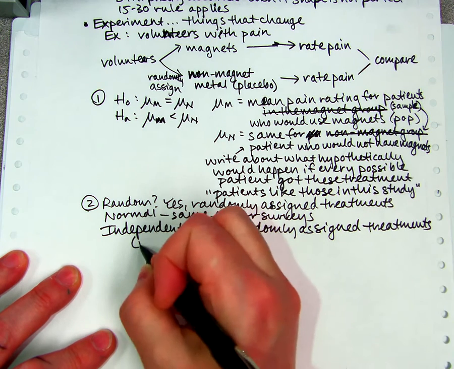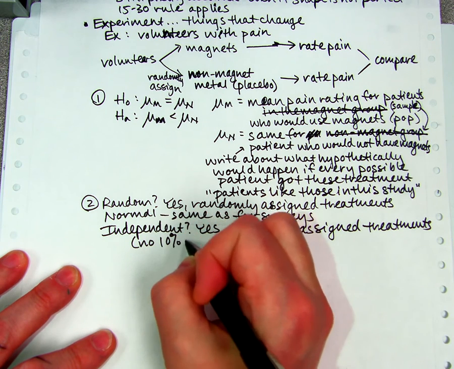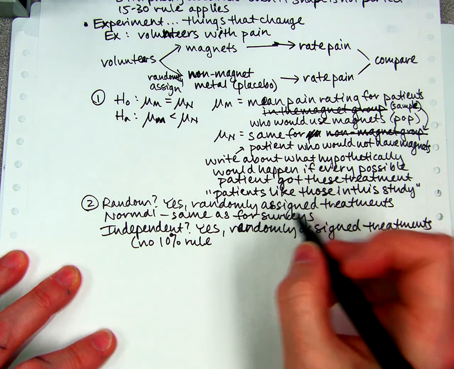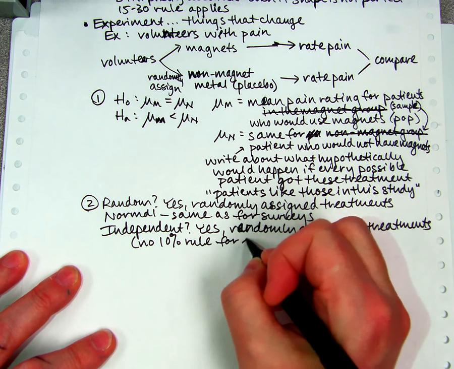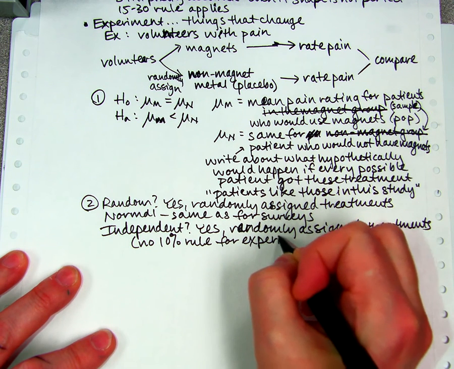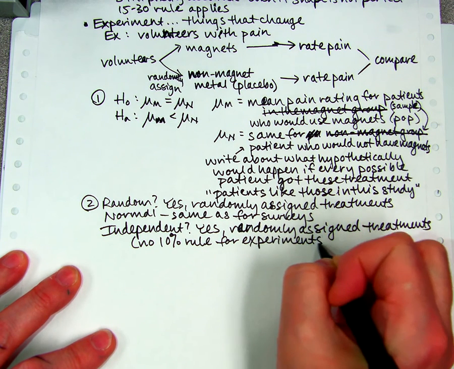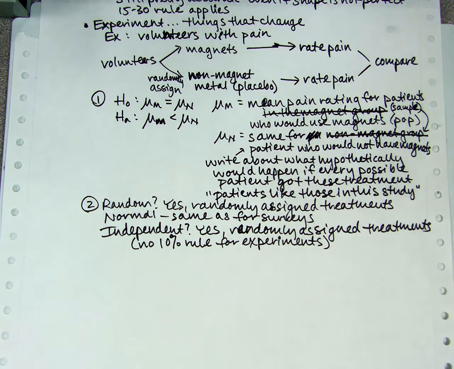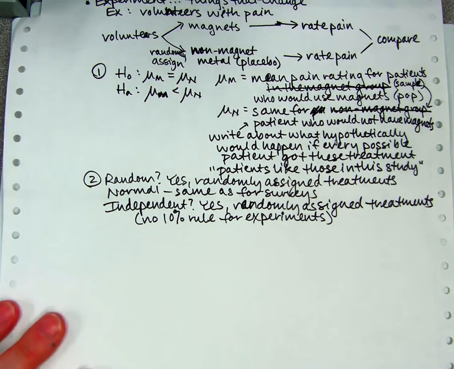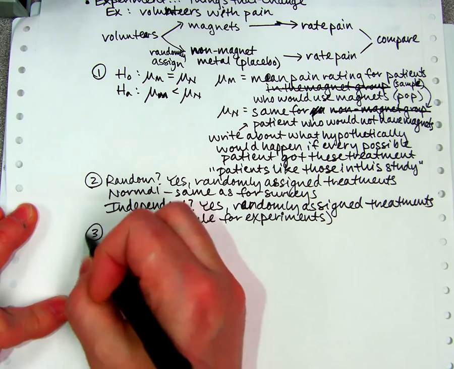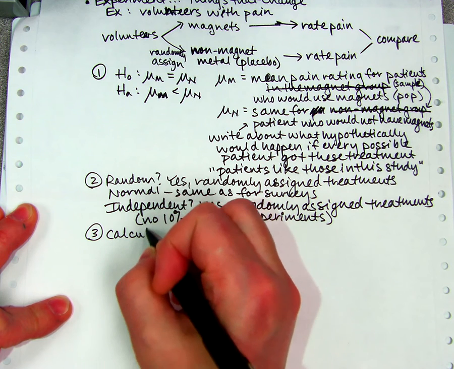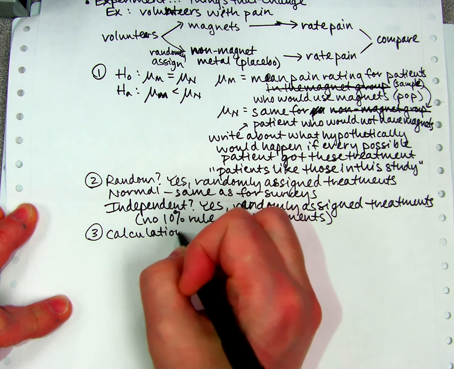So in other words, you don't have to check the 10% rule or the separate samples or anything like that for experiments. I don't think they would mark you down if you did it by accident, but I actually haven't graded a problem like that in the AP test yet, so I should probably find that out. But in general, it's easier to check the independent thing for experiments because it's just based on the randomly assigned treatments. Step 3, which is the calculations, are the same as for surveys, so we don't really need to talk about those right now.